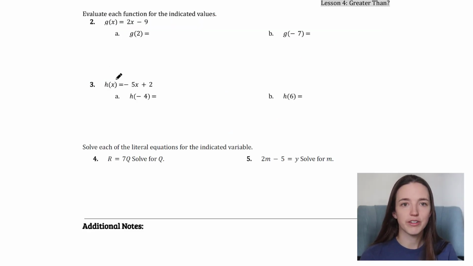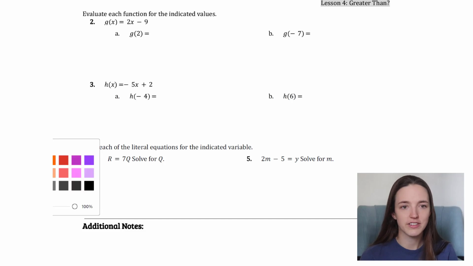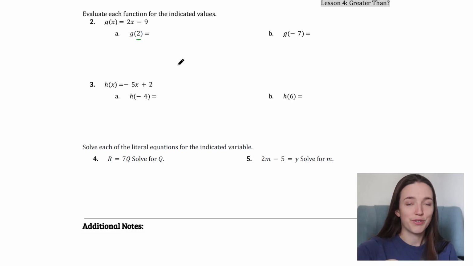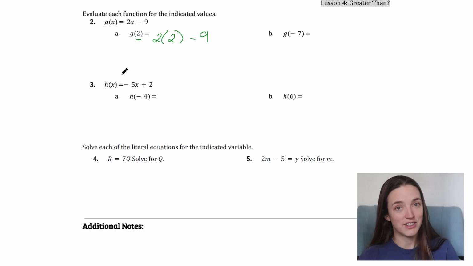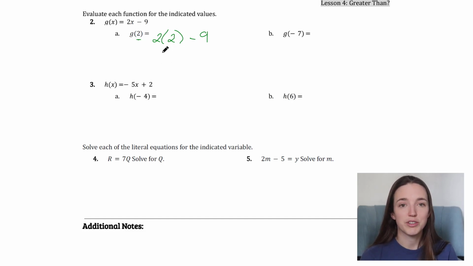Okay, so 2 and 3 we're evaluating functions. The number in the parentheses is the input. That's what we're putting into the function. So we're going to replace x with 2 for this one. So 2 times 2 minus 9. Input we put into the function. So 2 times 2 is 4. Minus 9. 4 minus 9, that'd be negative 5. And I think we're going to skip b because it's very similar.